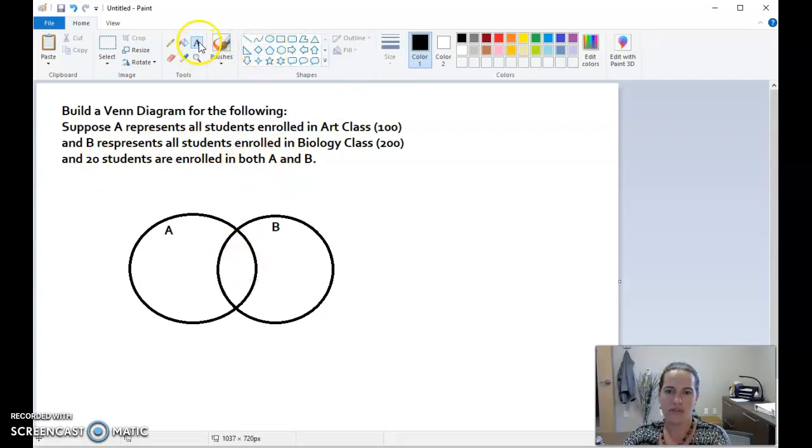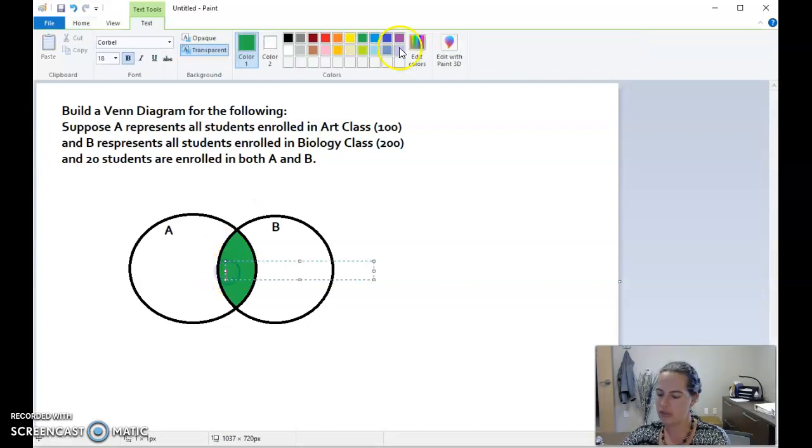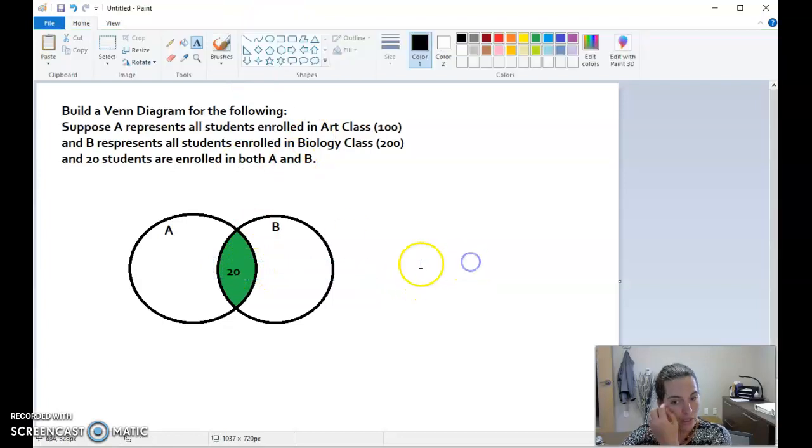Let me fill it in with green. For A intersection B, we know there's going to be 20 students in there. Actually, I don't want that green anymore. Let's make that black. So 20 students in A intersection B.